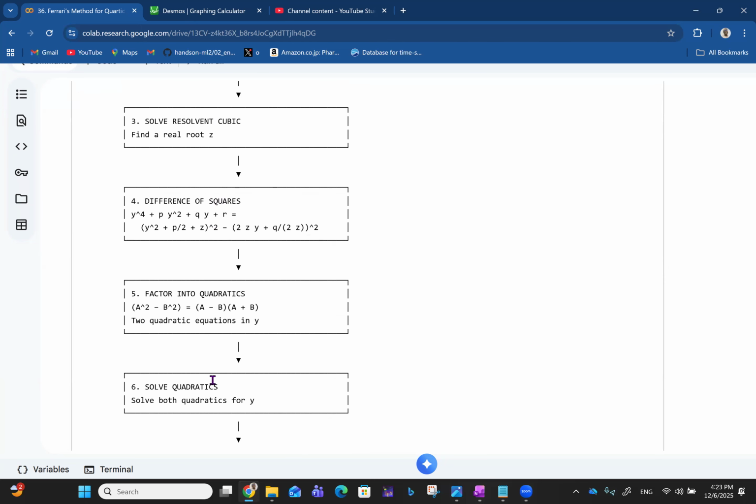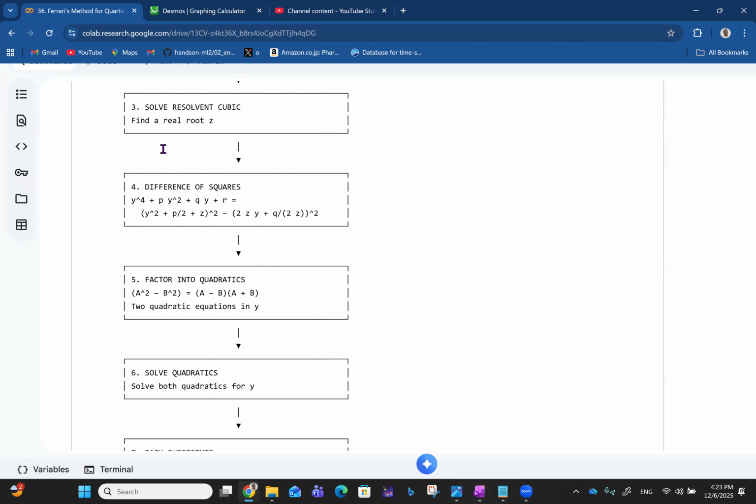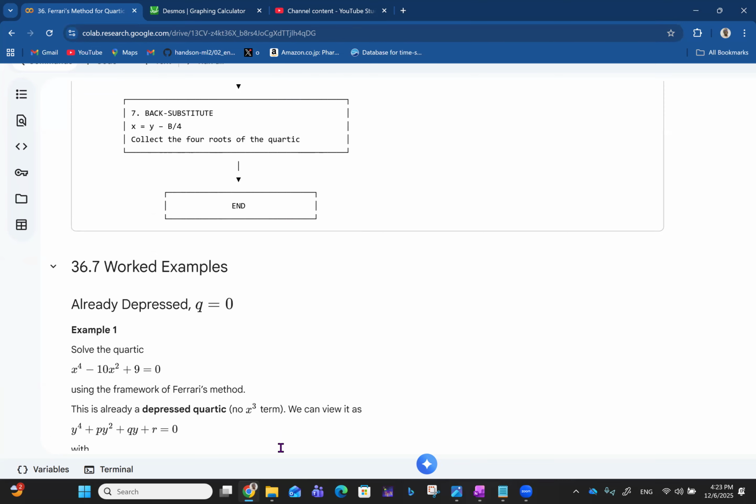Then you solve the resolvent cubic and find a real root z. Then difference of squares now. You do the difference of squares and then factor into quadratics. So you have two quadratic equations in y. Then solve both quadratics for y. Then back substitute x equals y minus b over 4. Then you collect the four roots of the quartic. And that ends the process.